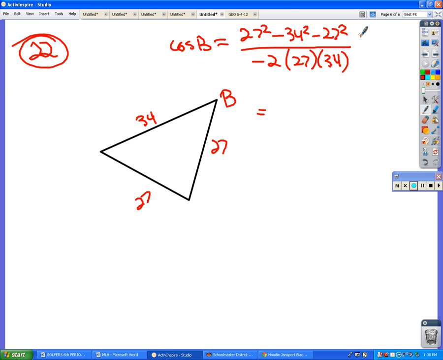Negative what? 156. Okay, so this top part comes out to be negative 1,156. Now do the bottom part. Now go negative 2 times 27 times 34. You got it? Okay, what you got?